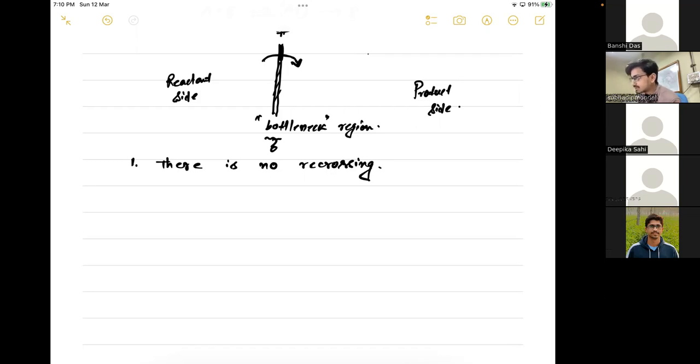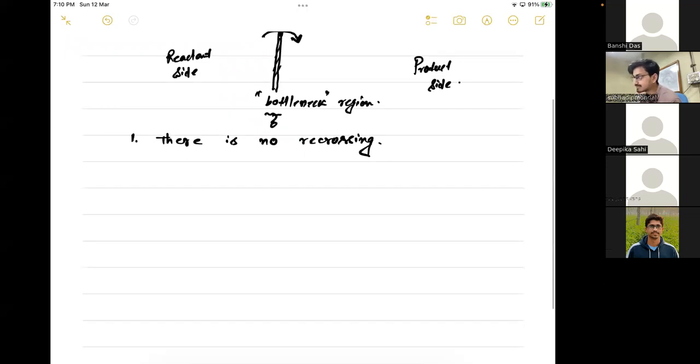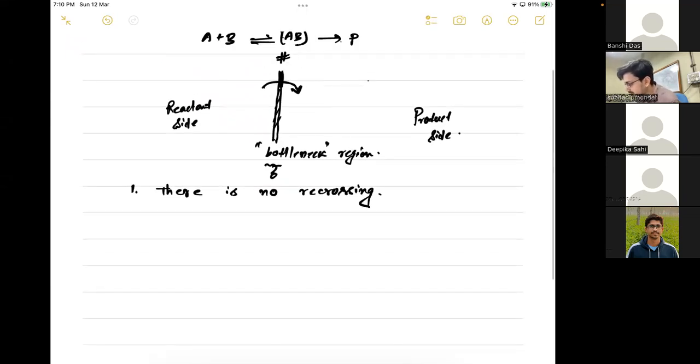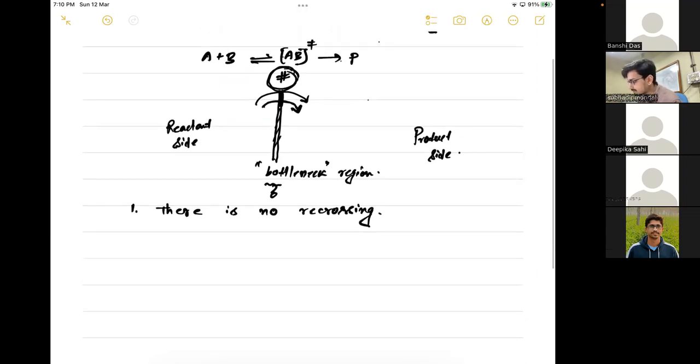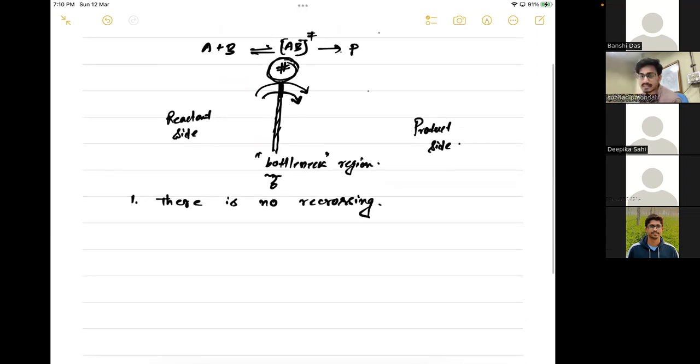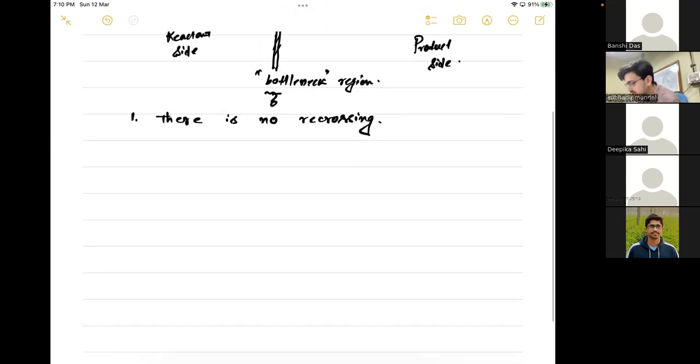Eyring thought that to compute the rate, the rate is basically the probability of this activated complex to go from this side to this side, right? Times the concentration of this activated complex. So this was Eyring's idea. So first compute the probability of the activated complex to go from the left side, from the reactant side, to the product side.